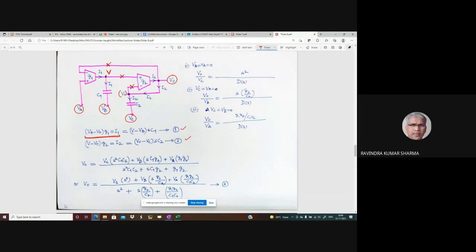Yes, sir. और ये I1 जो इधर से आ रही है, ये इधर नीचे जा रही है C1 के थ्रू, and that current is this V minus VB times SC1. So equation 1 is now clear. Is that fine?